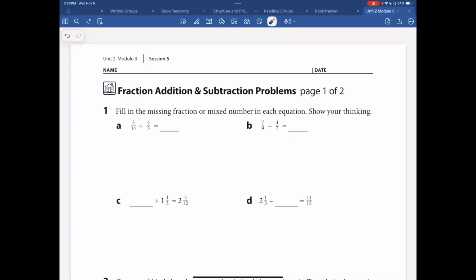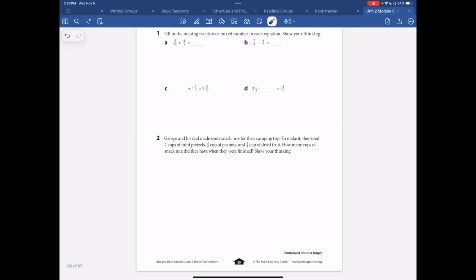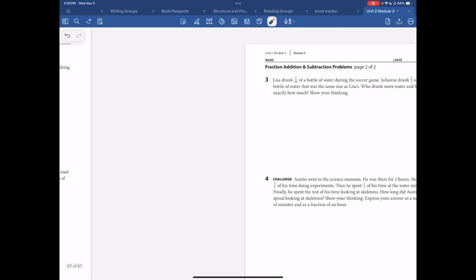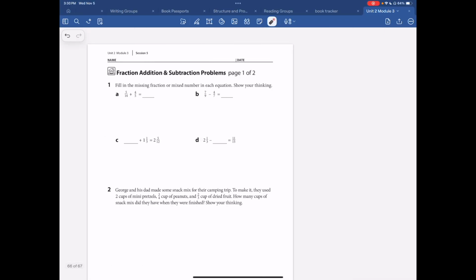Today's video is going to be on Unit 2, Module 3, Session 5, or if you go by the page numbers, that's going to be page 35 and 36.